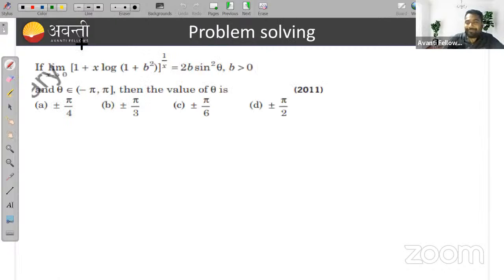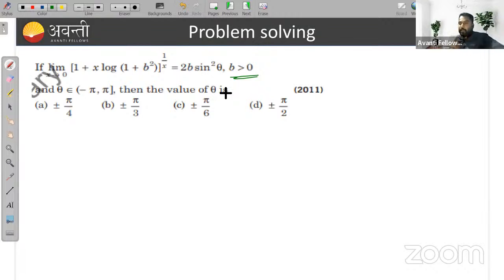Here you have a question. If limit extending to 0 of (1 plus x log of 1 plus b square) whole to the power 1 by x is equal to 2b sin square theta, where b is greater than 0 and theta belongs to minus pi to pi, when minus pi is excluded and pi is included, then you have to find the value of theta.